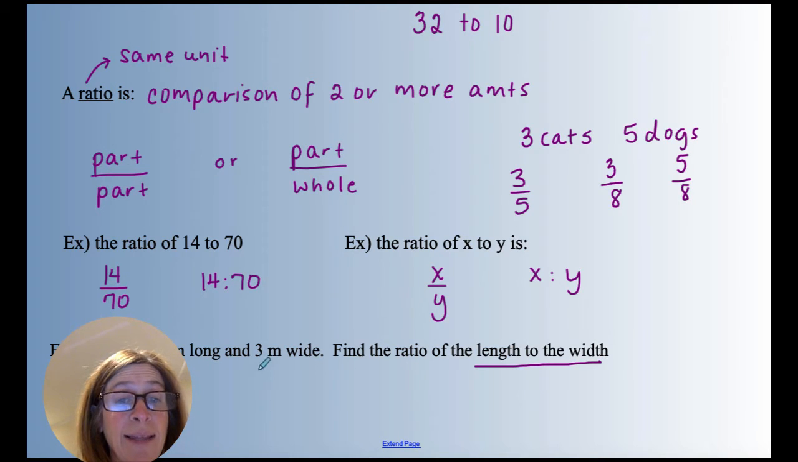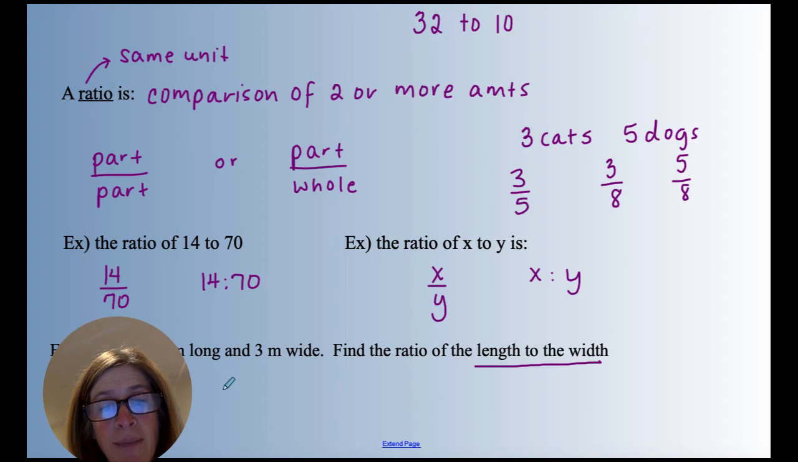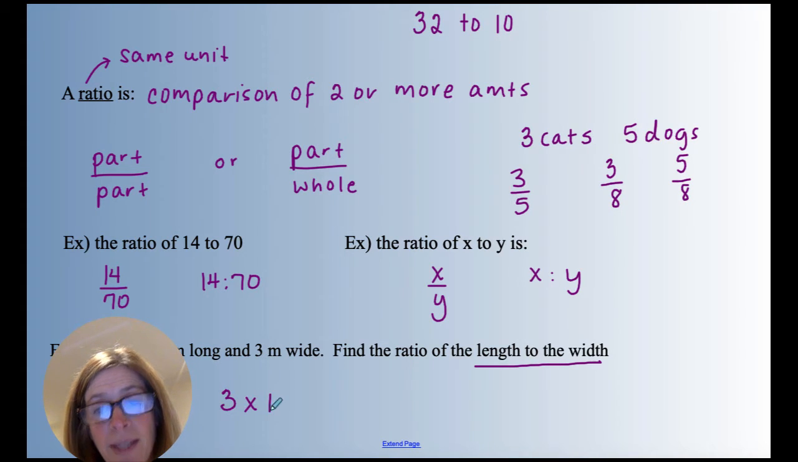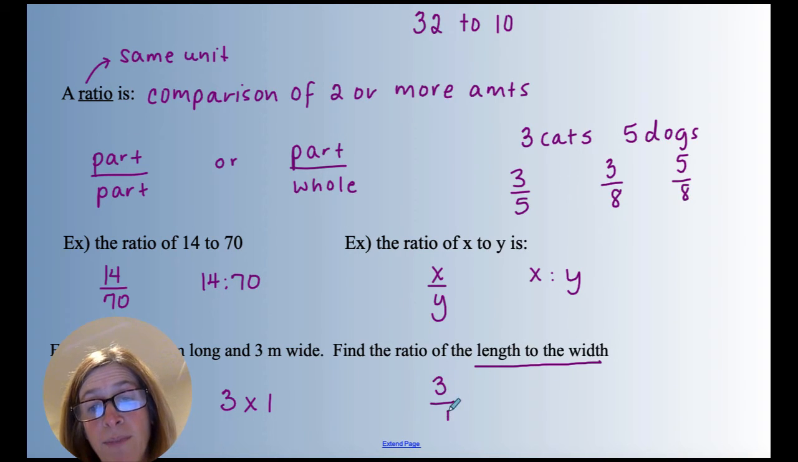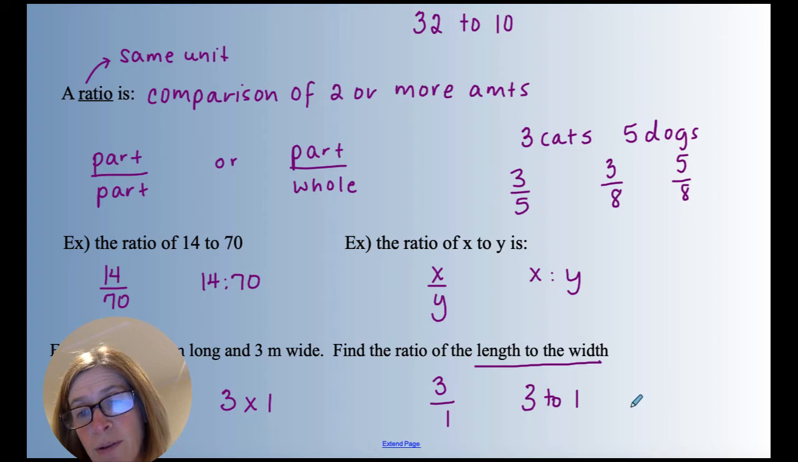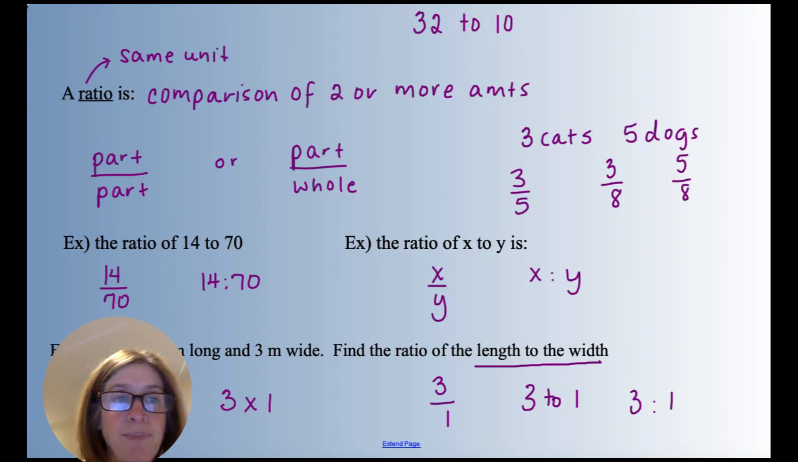So the length is always the longer side, and I wrote wide, so I apologize for that. 1 by 3, we would really say 3 by 1 because length to width, and length is always the longer side. So 3 to 1, or 3 over 1, or 3 colon 1.